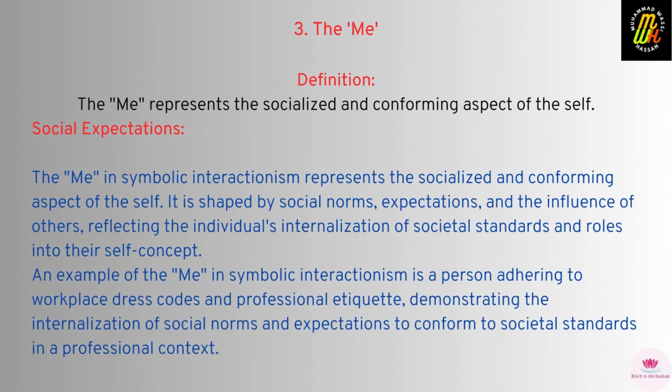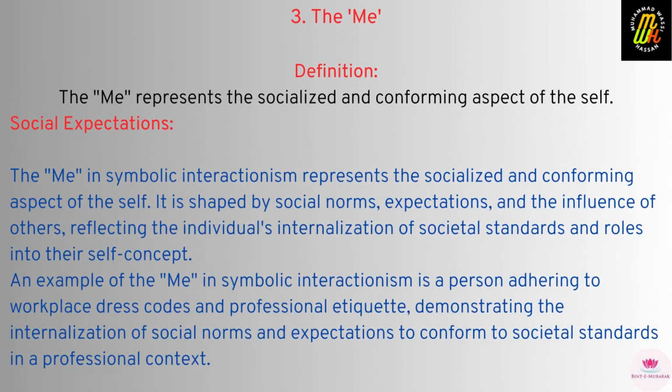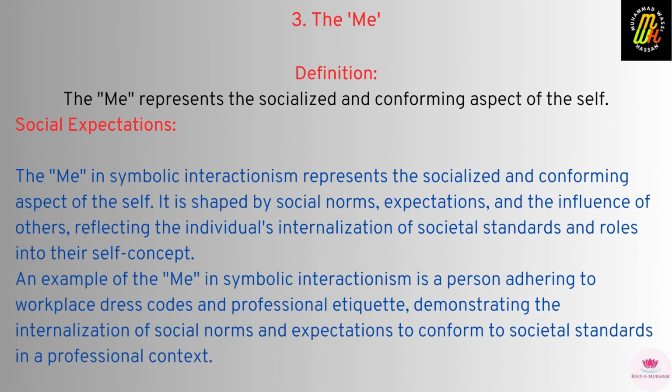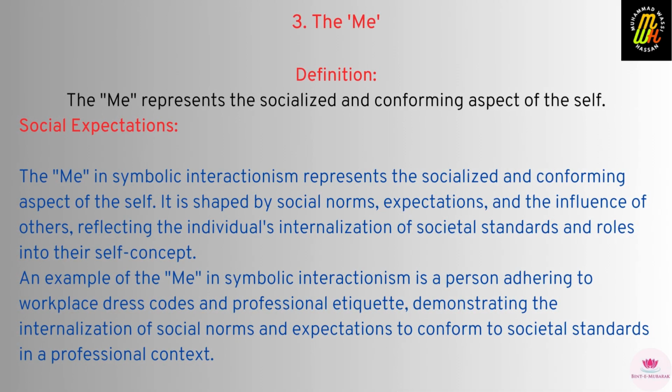3. The me. Definition: the me represents the socialized and conforming aspect of the self. Social expectations: the me in symbolic interactionism is shaped by social norms, expectations, and the influence of others, reflecting the individual's internalization of societal standards and rules into their self-concept. An example of the me is a person adhering to workplace dress codes and professional etiquette, demonstrating the internalization of social norms and expectations to conform to societal standards in a professional context.